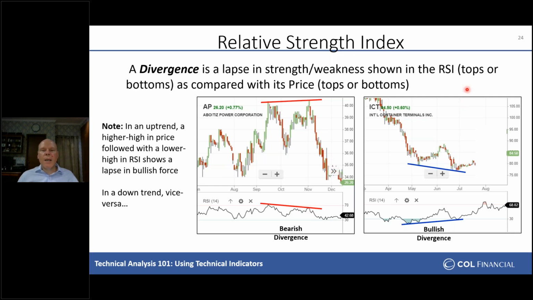Now let's give you another example of the different types of divergence. This is known as bearish divergence because it announces a bearish swing. Here we're going to give you an example of a bullish divergence. This is ICTSI. Here we have a downtrend, technical recovery, falls back down and makes a lower low. Again, low, lower low. So let's just connect these two together.